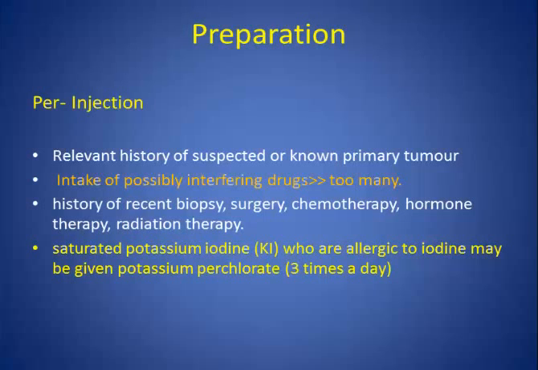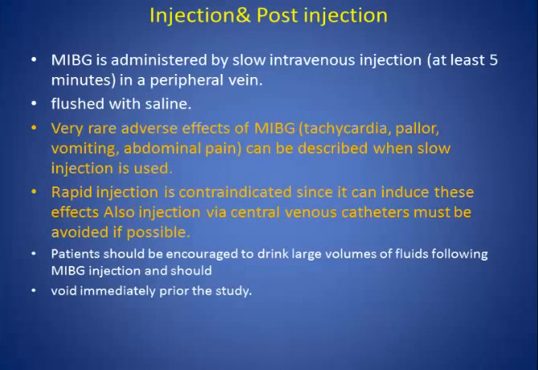While with iodine-131 you have to increase this because of the longer half-life. So for injection and post-injection, MIBG is administered by slow intravenous injection, which is very important, at least 5 minutes, and preferably not through a central line. And if a central line is used, give it even more slowly.